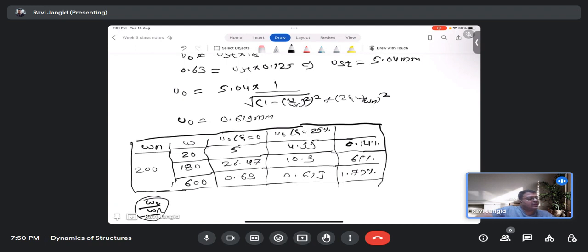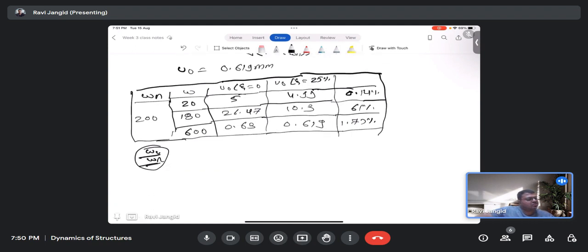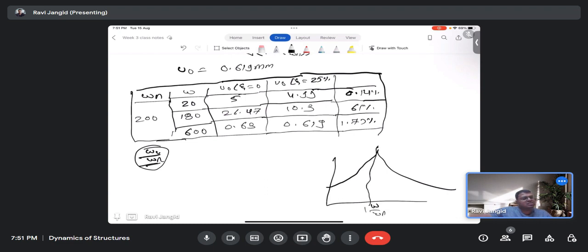So when I go to the response curve, it looks like this one. When omega by omega n is 1, like here we can see 180 by 200, it is on the left side, so that's why we are getting the higher result of 26.47. When it is going to omega by omega n nearly 3, that's why we are getting 0.63.